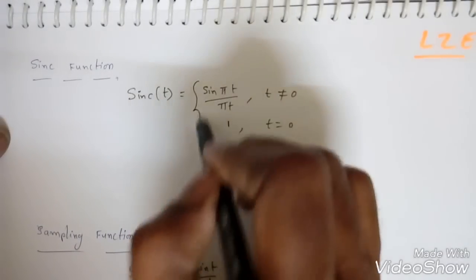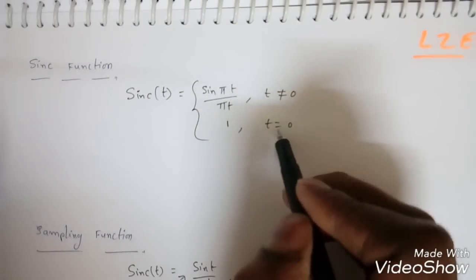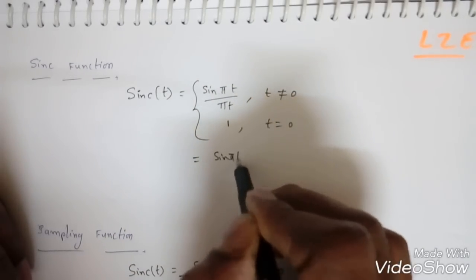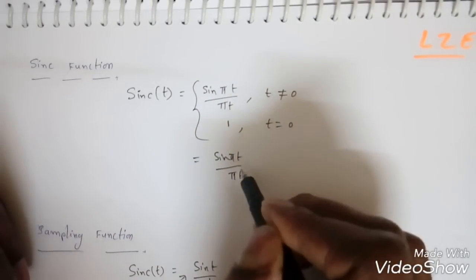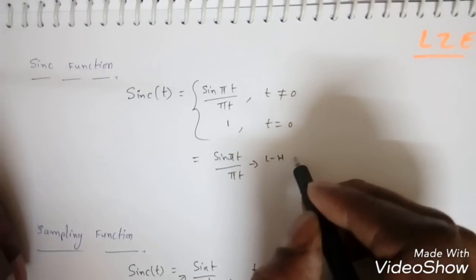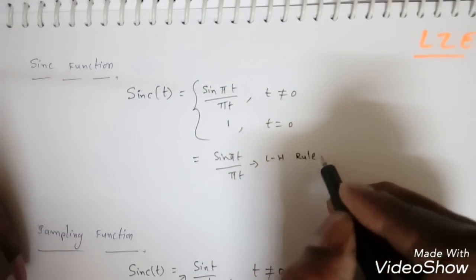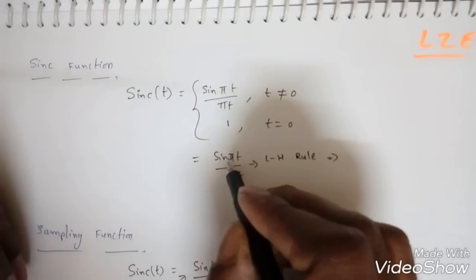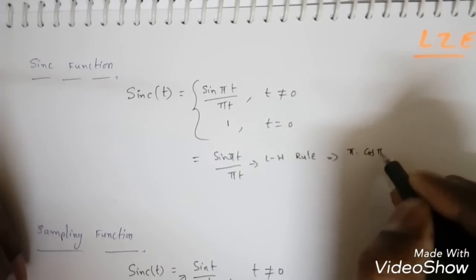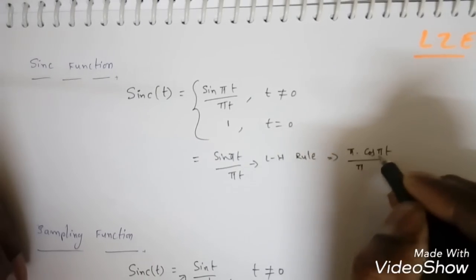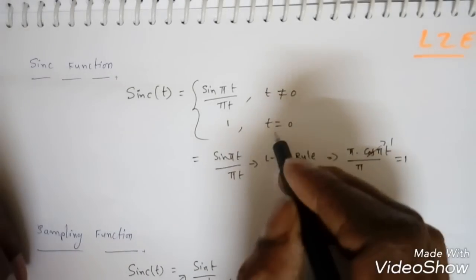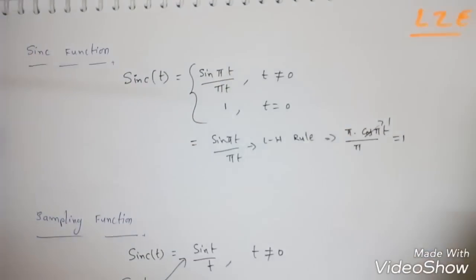Now how to get the value at t equal to 0? If I take sin pi t by pi t, I cannot substitute t equal to 0 because it is 0 by 0 form. So using L'Hospital's rule, differentiation in numerator and denominator, so pi into cos pi t by pi. So cos 0 is 1 and pi by pi, so we will get 1. So that is t equal to 0 at 1, right?